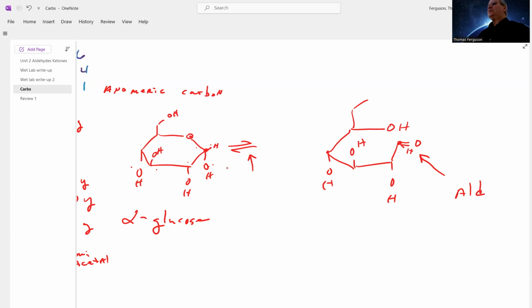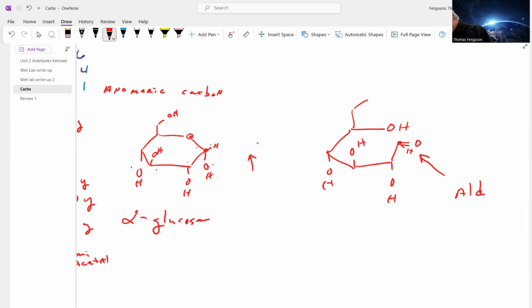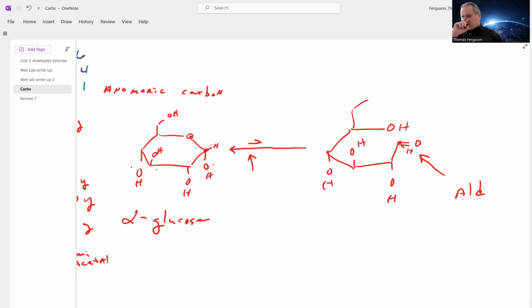And the reason, can anyone think of a reason why the open one, exposed to the aldehyde, would be less stable than the cyclic one? Yeah, aldehydes are very unstable. So as soon as you form the hemiacetal, it becomes more stable. That's why the cyclic one's more common. So if we redrew these double arrows, there would only be a little arrow going over to the hemiacetal, opening up.